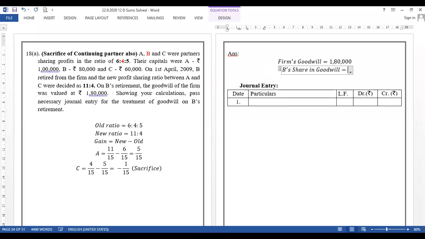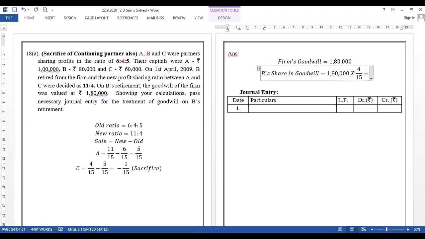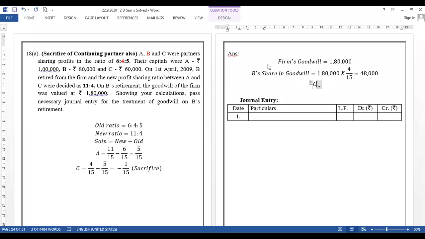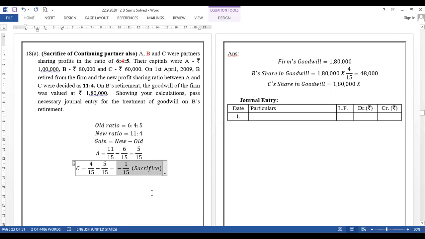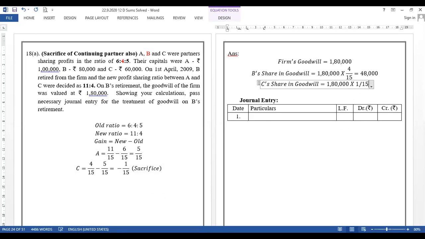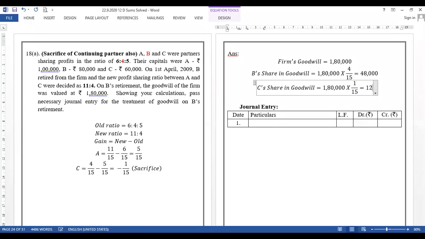That will be equal to 1,80,000 into B's share, which is 4/15. So 15 12s are 180, 12 4s are 48, that is 48,000. Now here we also have to find C's share because he has also sacrificed. C's share in goodwill will be equal to 1,80,000 into the share sacrificed by the partner. No new share, no old share. The share sacrificed is 1/15. So 1,80,000 into 1/15 is 12,000.